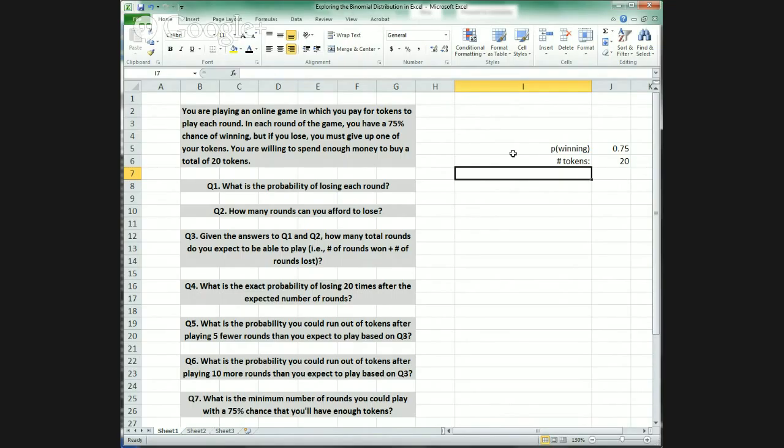The probability of losing plus the probability of winning equals 1. Then if we take 1 minus the probability of winning, we would have the probability of losing. So I'm going to put here that I want the probability of losing to equal 1 minus the probability of winning. And so the probability of losing in this game is 0.25.